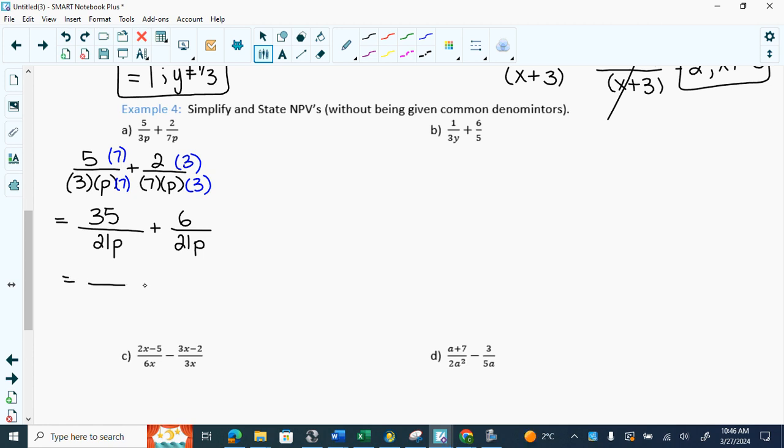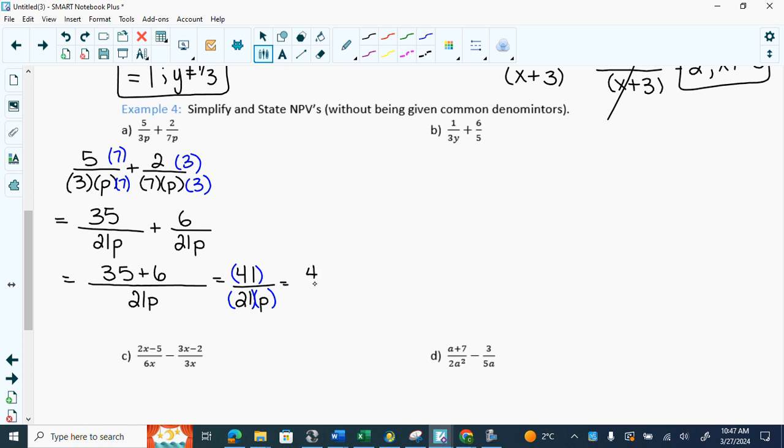Write it all over one denominator. And then I get 35 plus 6. What's 35 nothings plus 6 nothings? 41 nothings over 21p. Remember, the 21p can be in brackets or not in brackets. So I can bracket this whole thing if I really want to, or no brackets, because it would still work. If they're all snowballs, you don't need brackets. Am I done? No.